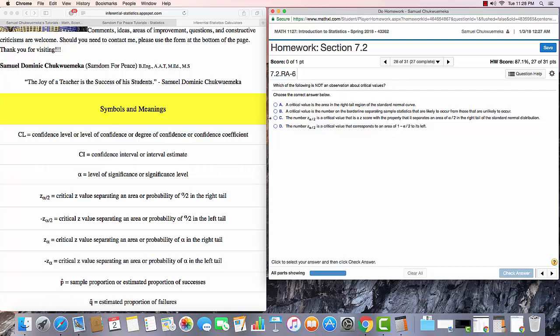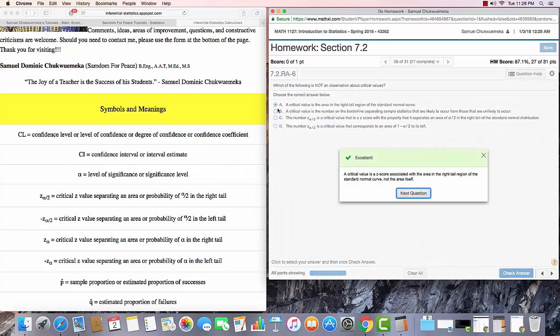So, you look at this, the correct option would be A. That's the correct option. It is the z-score corresponding to the area in the right tail. Okay.